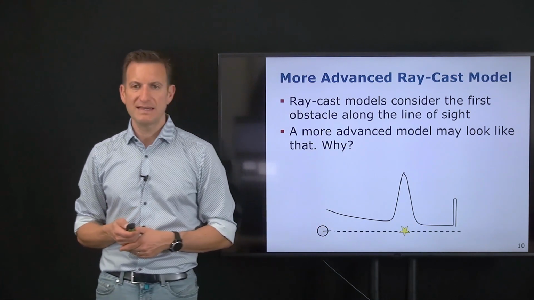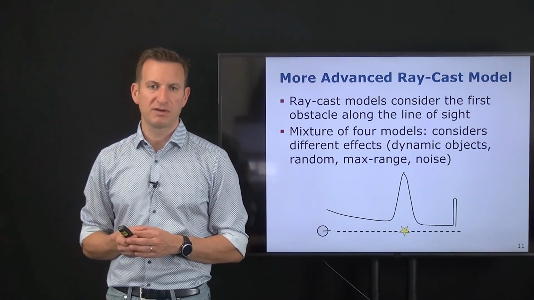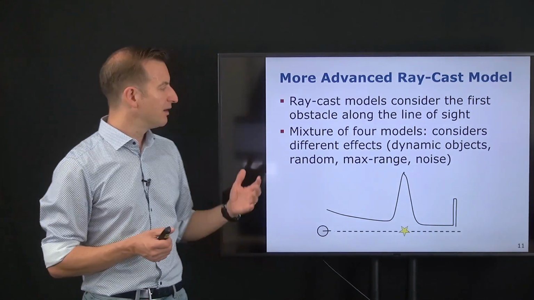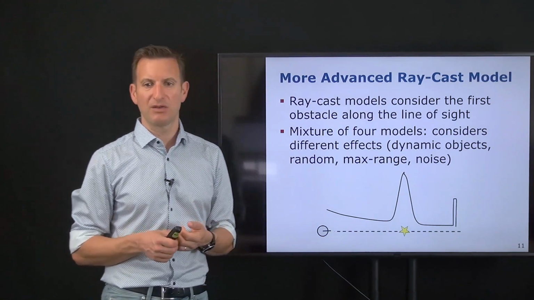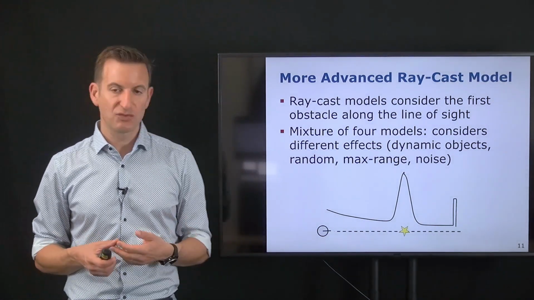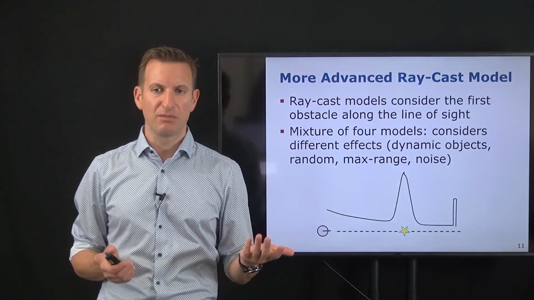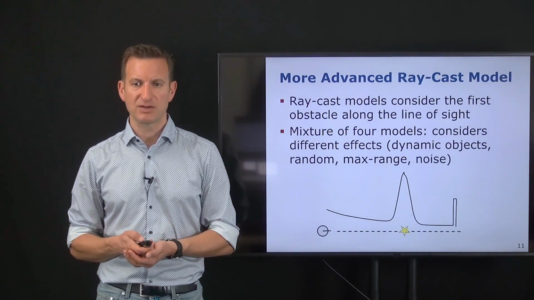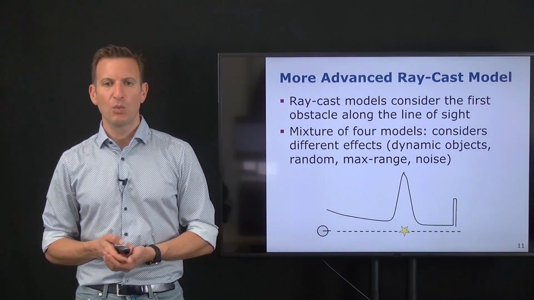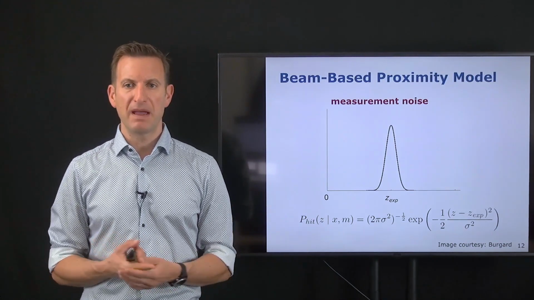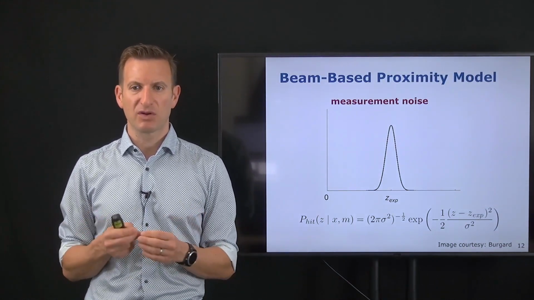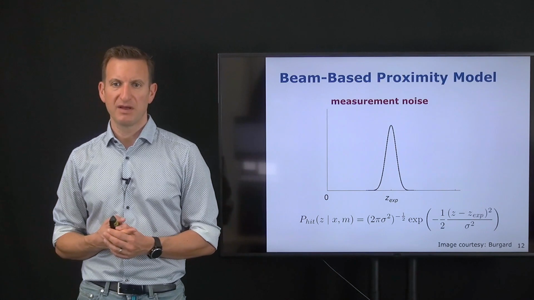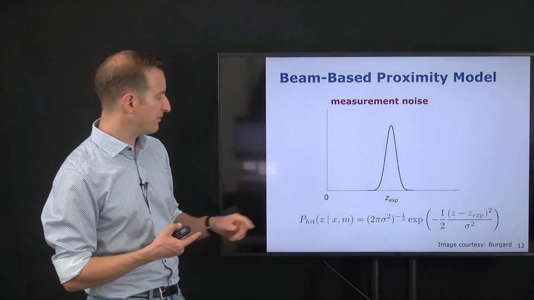What this model actually is, is a combination of 4 different models. So it's a mixture, a sum of 4 different models. And I want to go through those 4 different models and explain how they come together. Those models include your general sensor noise, the probability that dynamic objects you don't know about walk through the scene, a random component, and this max range component. So let's start with a simple beam-based proximity model. This is the model which just takes into account the sensor uncertainty. So this is basically the simple raycast model that we have defined or illustrated before.